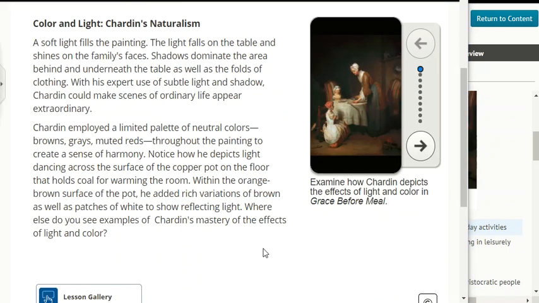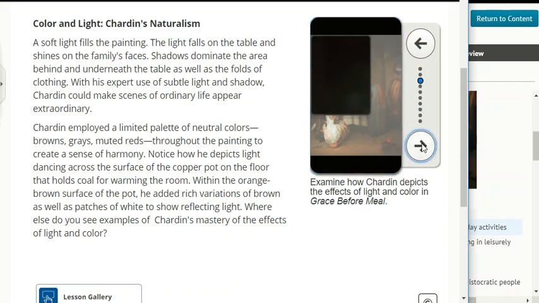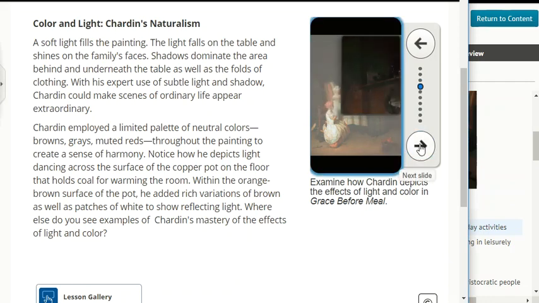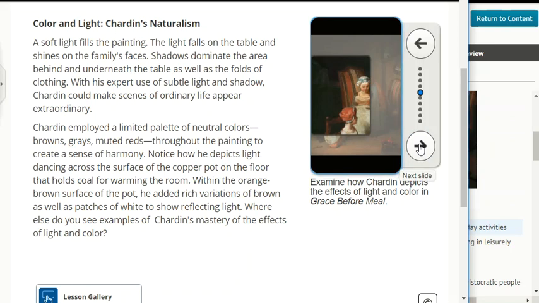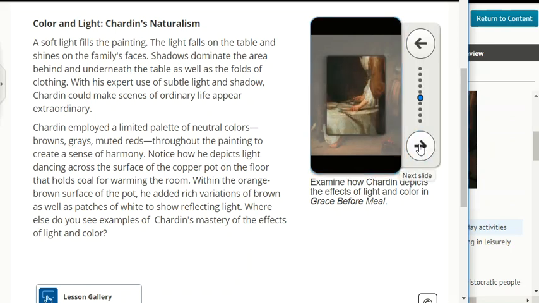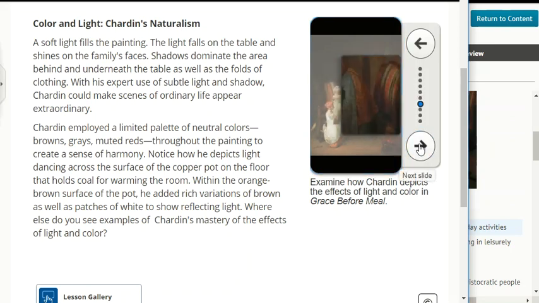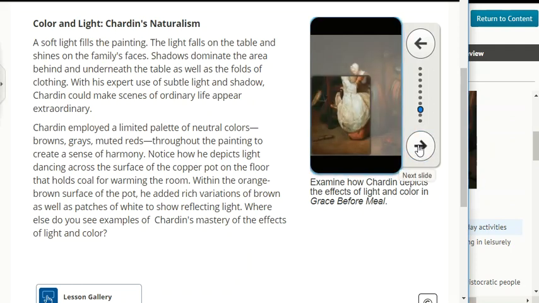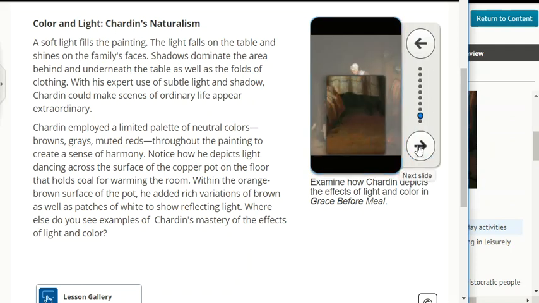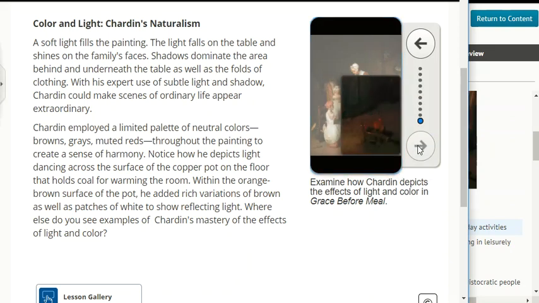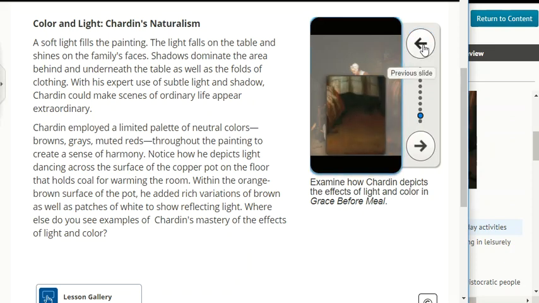Color and light. Chardin's Naturalism. A soft light fills the painting. The light falls on the table and shines on the family's faces. Shadows dominate the area behind and underneath the table, as well as the folds of clothing. With his expert use of subtle light and shadow, Chardin could make scenes of ordinary life appear extraordinary. Chardin employed a limited palette of natural colors, browns, grays, muted reds, throughout the paintings to create a sense of harmony.